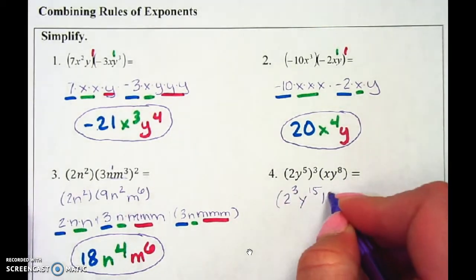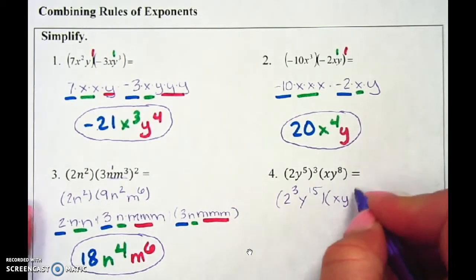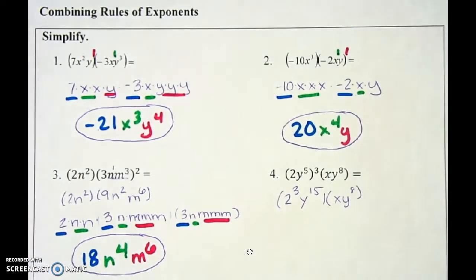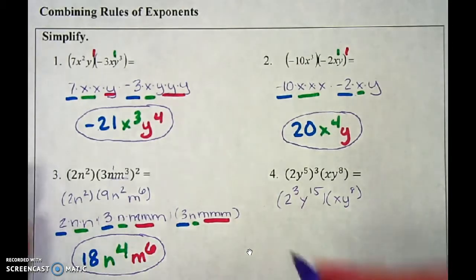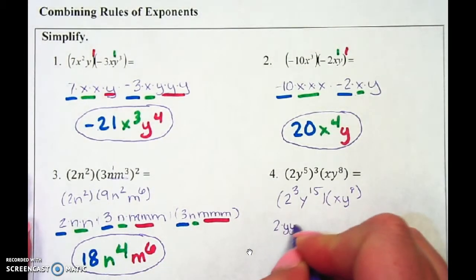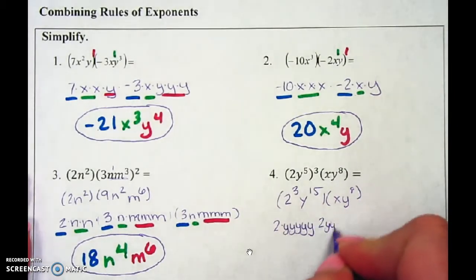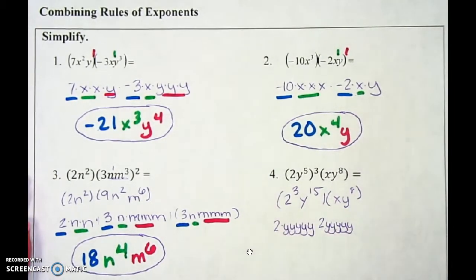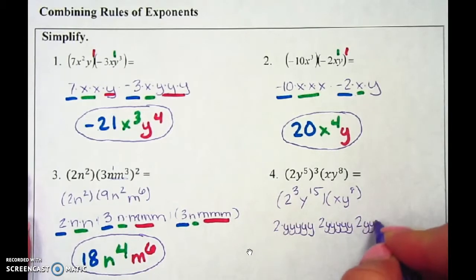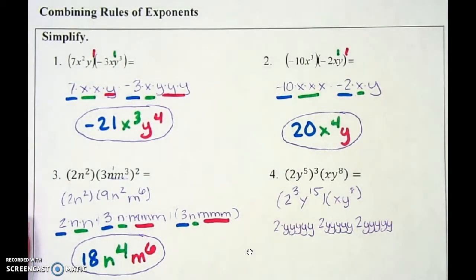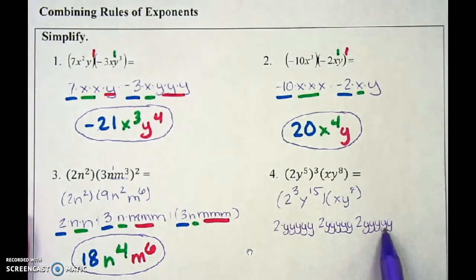I would still multiply that by x, y to the 8th. Okay, so if you want to write that in all expanded form, 2 times 1, 2, 3, 4, 5 y's, and 2 times 5 y's again, and again. So that whole thing happened 3 times.